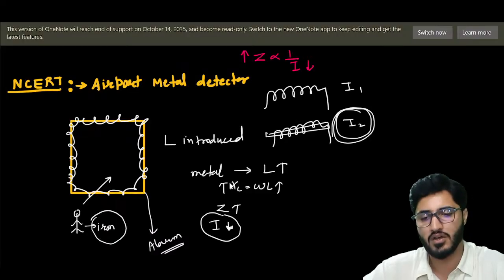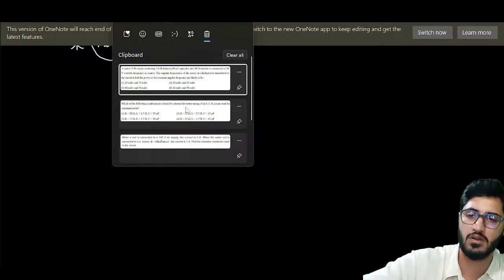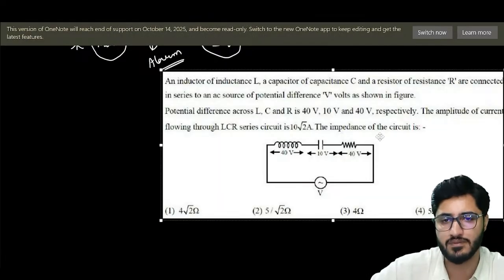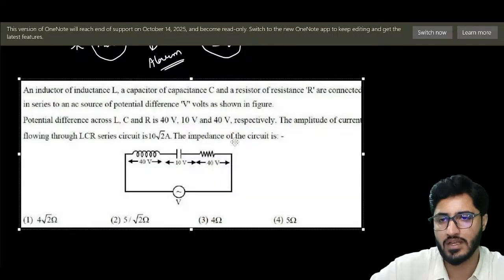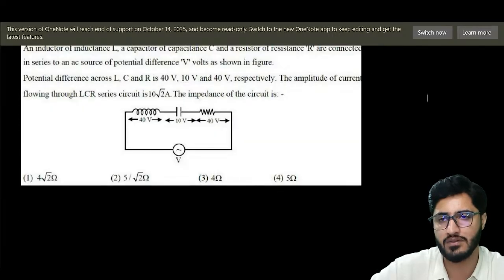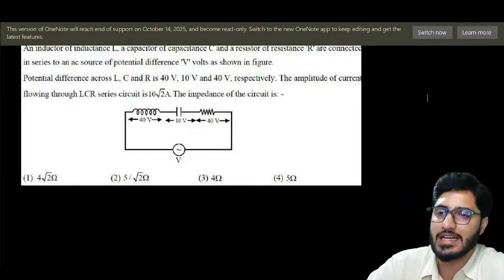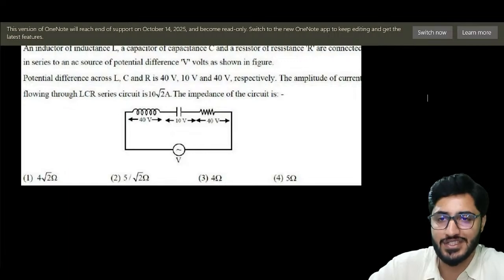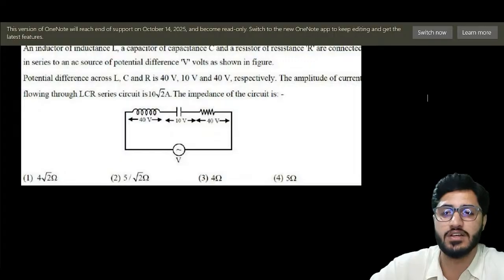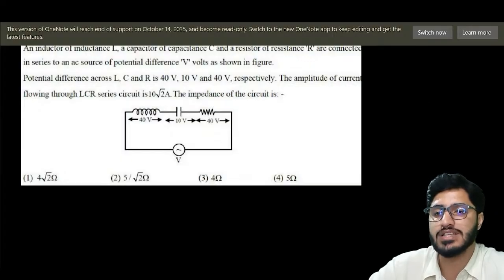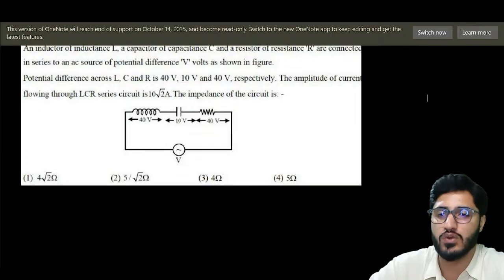Now, next numerical. We are having a very big, a huge numerical on the screen. And the numerical is like: an inductor of inductance L, a capacitor of capacitance C, and a resistor of resistance R are connected in series to an AC source of potential difference V volts, as shown in the figure. Potential difference across L, C, and R is 40 volt, 10 volt, 40 volt. Done. The amplitude of current flowing through the LCR circuit is this much.